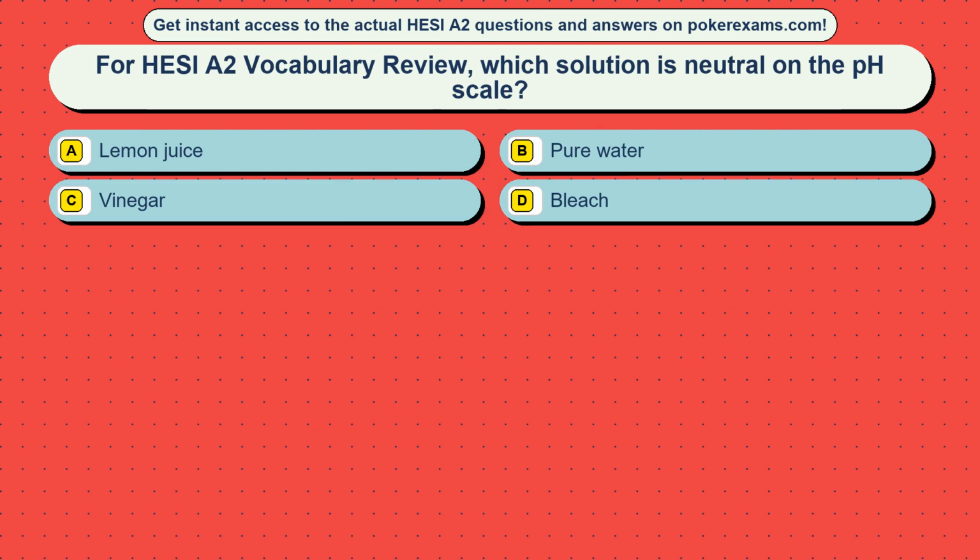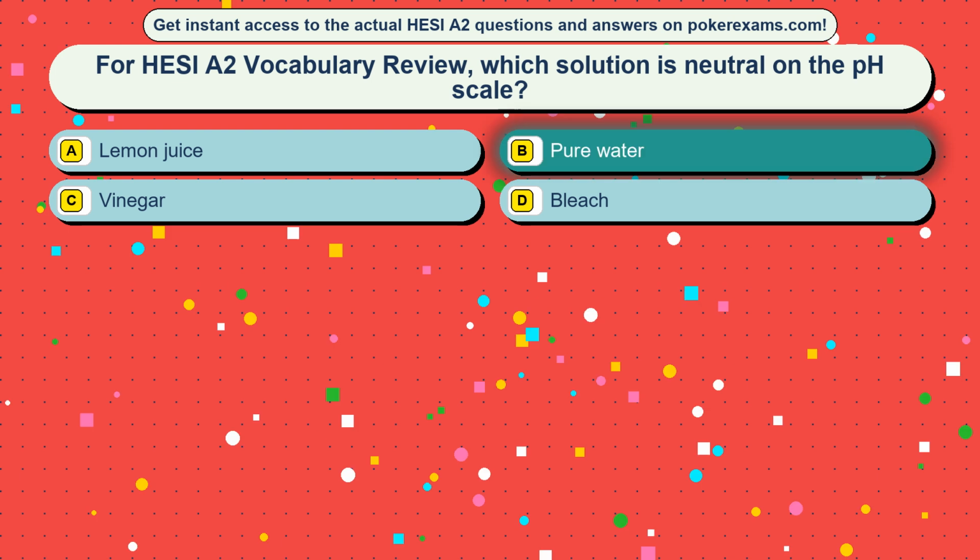Question 12. For HESI A2 Vocabulary Review, which solution is neutral on the pH scale? Option A, lemon juice. Option B, pure water. Option C, vinegar. Option D, bleach. The correct answer is option B, pure water.